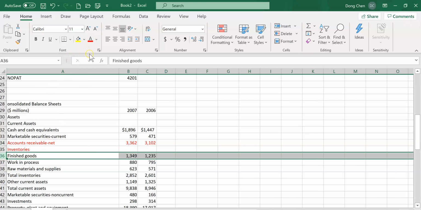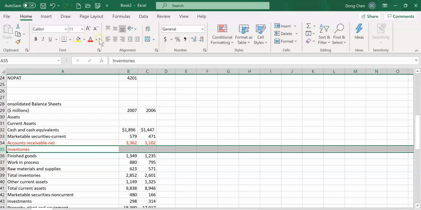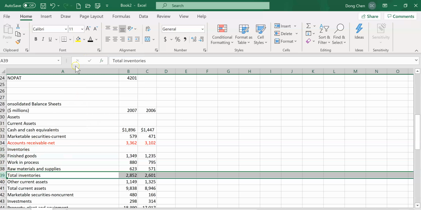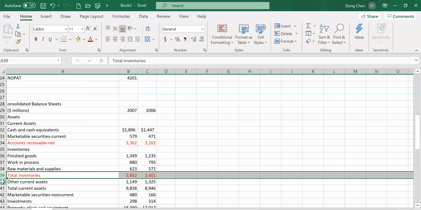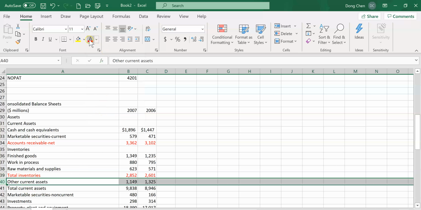And finished goods, work in progress. These are basically components of the inventory, right? So we can just leave the red mark on the total inventory just to save some time for the calculation later. And other current assets is also generally treated as an operating item.